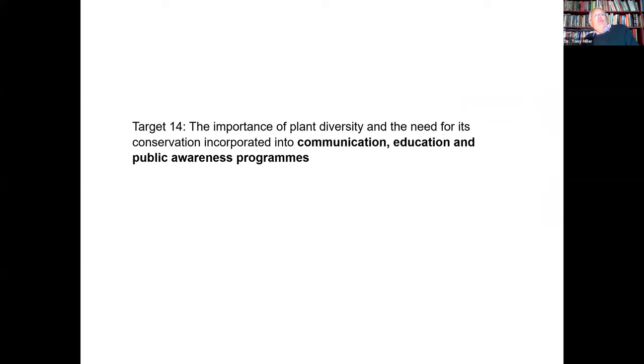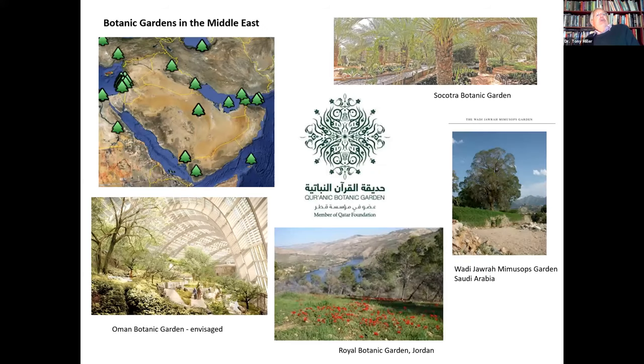Again, one of the roles of the Arabian plant specialty community is going to be part of communicating, educating, and raising public awareness programs. And actually one of the really big moves that has happened in the Arabian Peninsula over the last few years is the emergence of a number of new botanic gardens. Some are being established, such as the Amman Botanic Garden, which is not open yet, but being built. Others such as the Royal Botanic Garden in Jordan are well established.